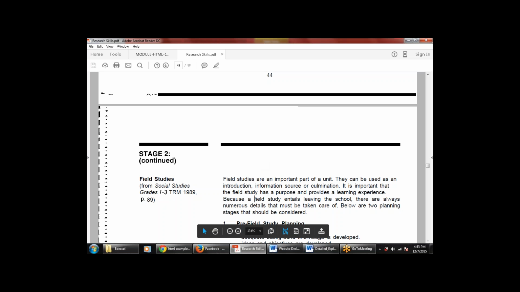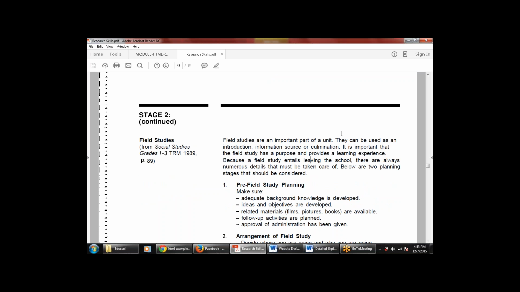The next part is the field study, which is also one of the important studies. It is an important part of the unit, and it can be used as an introduction, an information source, or the culmination. It is important that the field study has a purpose and provides a learning experience. Whatever field study we are giving, it should have a proper purpose and provide a learning experience.